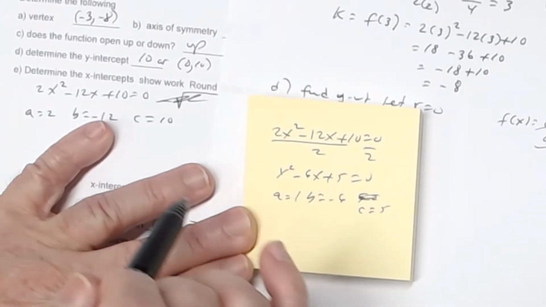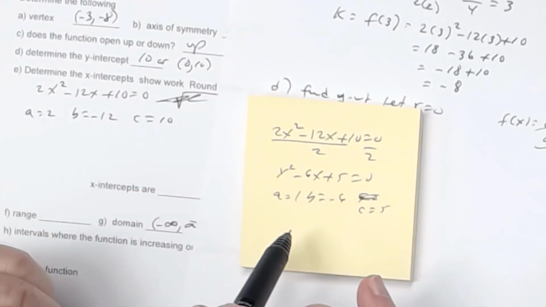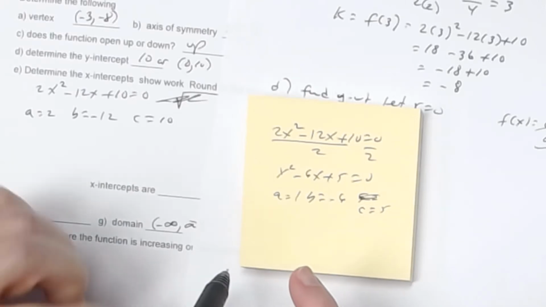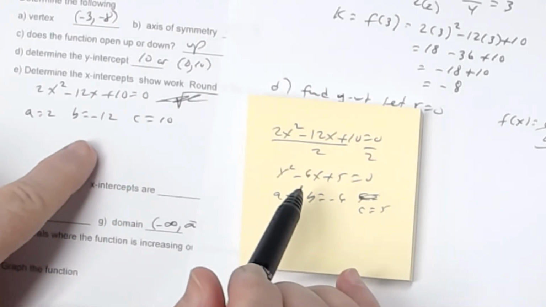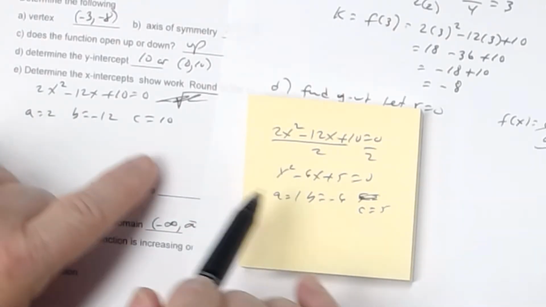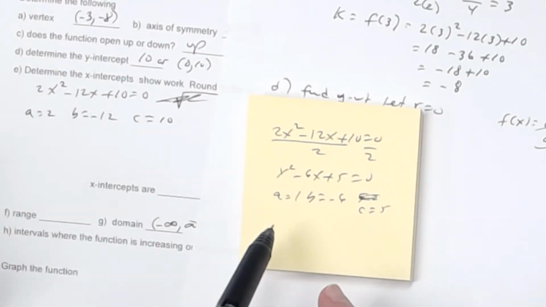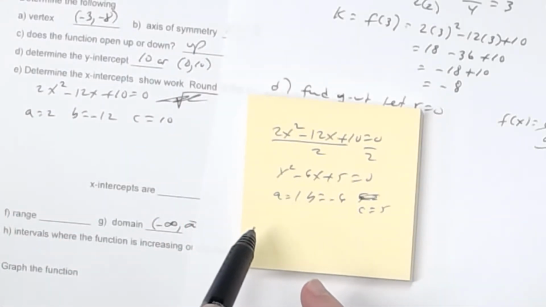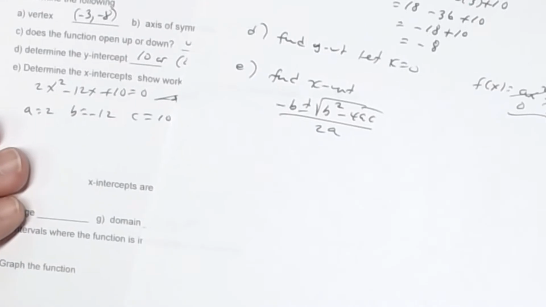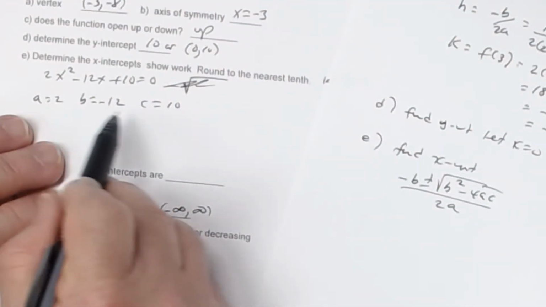Now, they would have had the same x-intercepts. You could try it. You could do this and then do this, and notice you'll get the same x-intercepts. Okay, but most people did not recognize that, so let's just leave it like this.